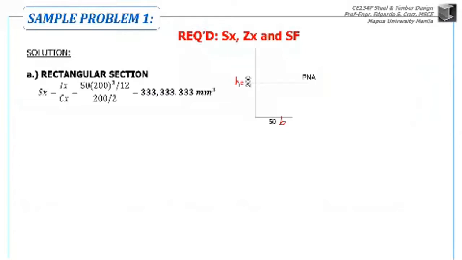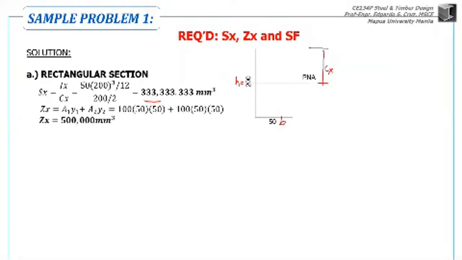Okay, so pagkuha ng S of X, Ix over Cx naman siya. Yung Ix is the moment of inertia of the rectangle. So BH cube over 12. Divided by Cx, ang Cx is the extreme fiber distance measured from the neutral axis. Ito yung Cx. That is simply the depth over 2. So we got 333,000.